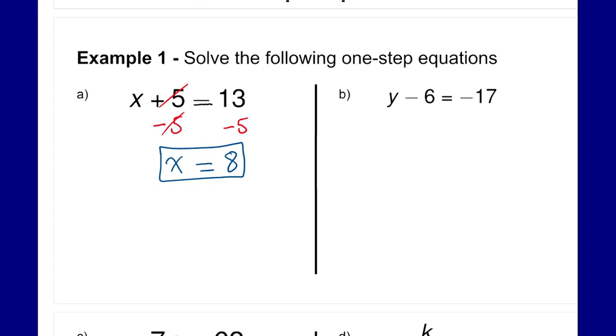So if I want to get rid of minus 6, the opposite of taking away 6 is adding 6. If I add 6, that would cancel out, but I need to keep it balanced. I need to do it to the other side as well. I'm left with y is equal to negative 11, which is my final answer because y is now by itself. y equals negative 11. It's a little nicer. You could jump to that right away, right? And again, just write the answer. That's fine for these types of questions.